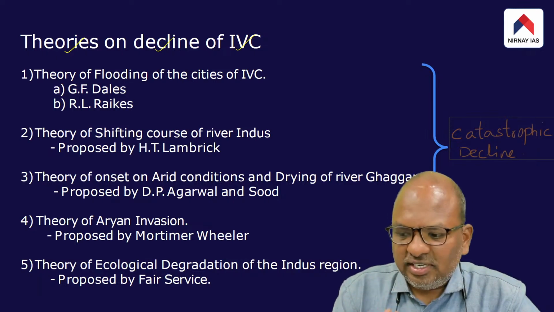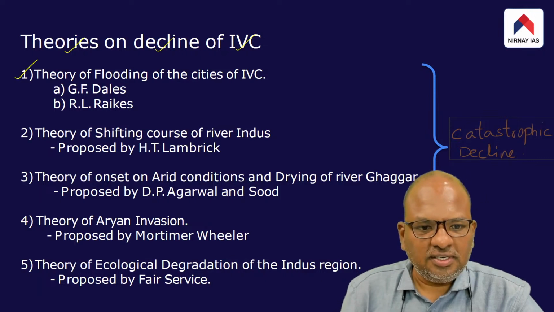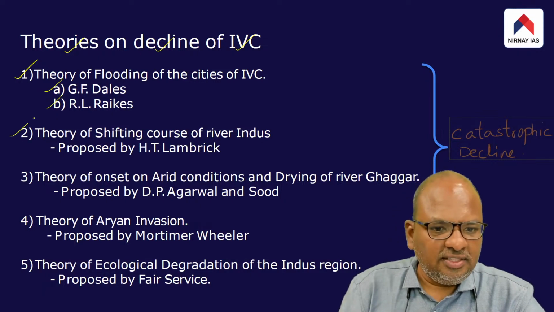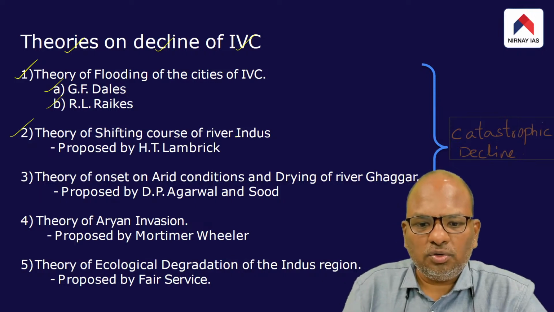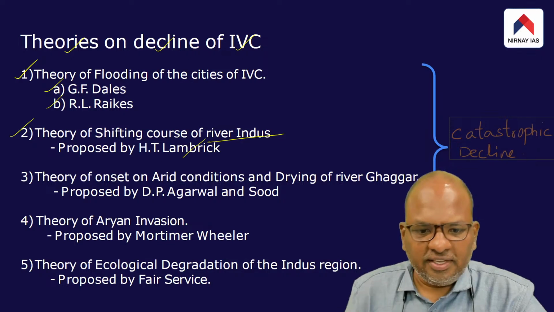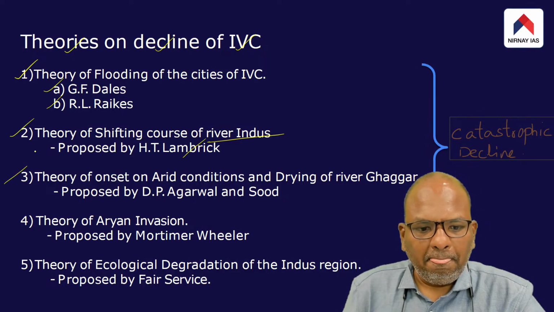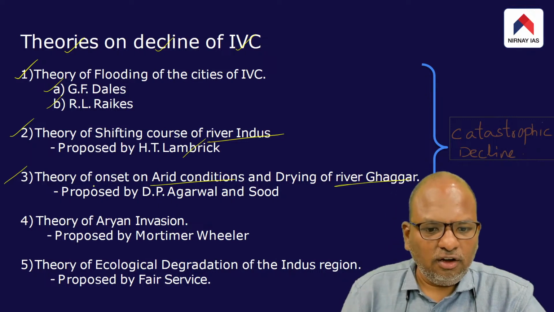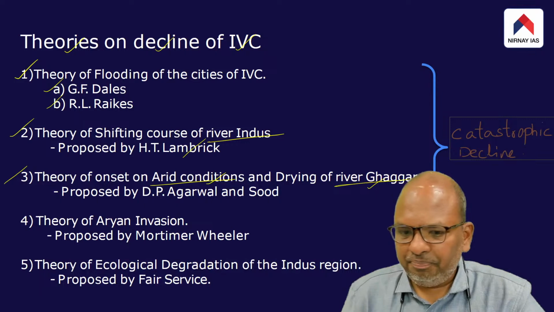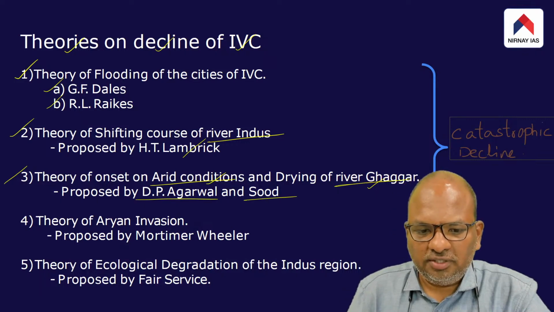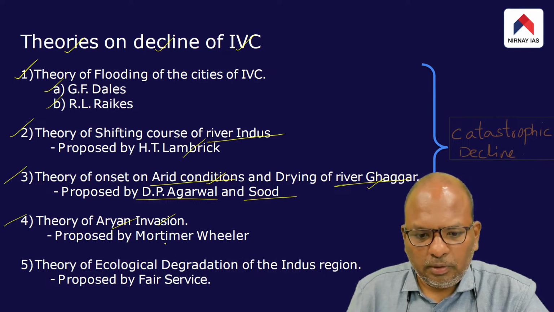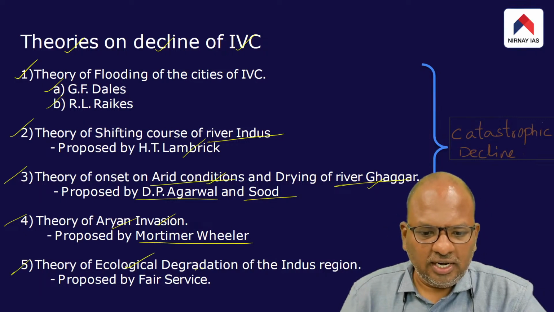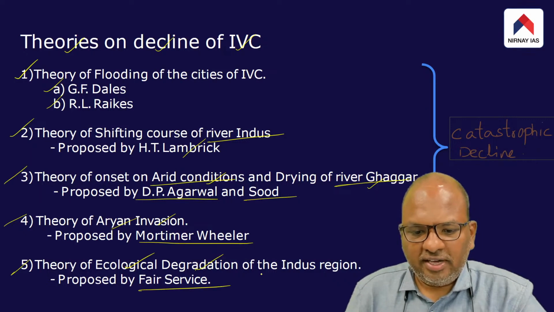Basically, we have five sets of theories. The first is the theory of flooding, proposed by G.F. Dales and R.L. Raikes. The second is the theory of shifting course of river Indus, proposed by H.P. Lambrick. The third is the theory of onset of arid conditions and drying up of river Ghaggar, proposed by two scholars named P.P. Agarwal and Sood. Fourth is the Aryan invasion theory proposed by Mortimer Wheeler. The fifth is the ecological degradation theory, proposed by scholar Fairservis.